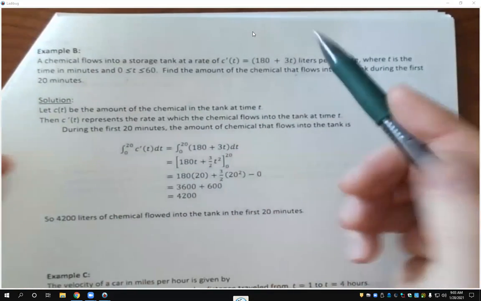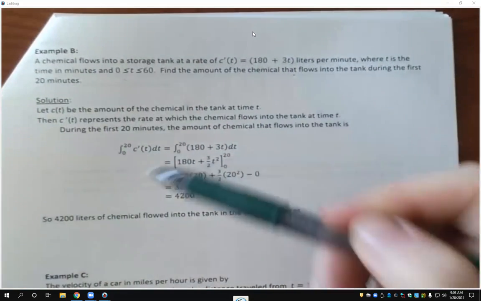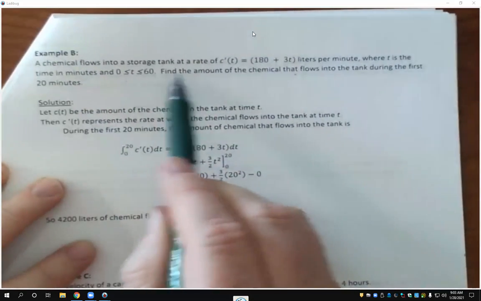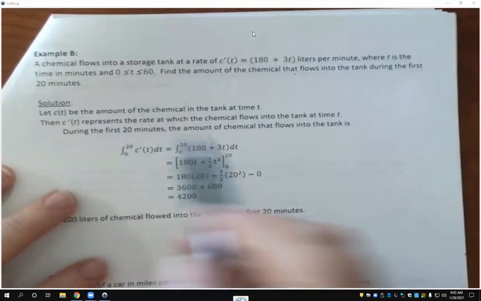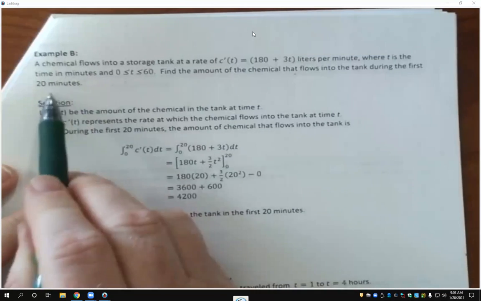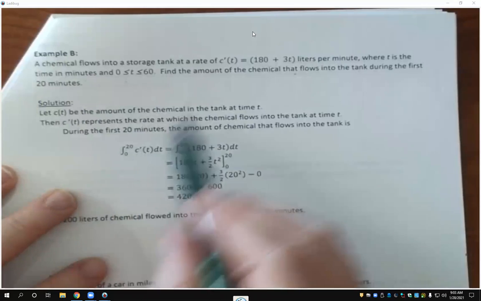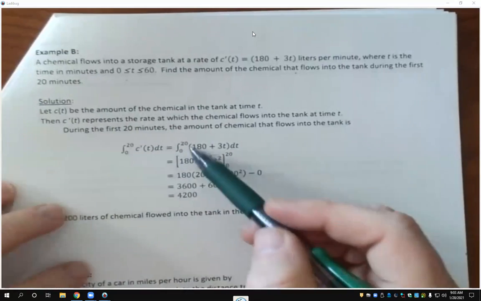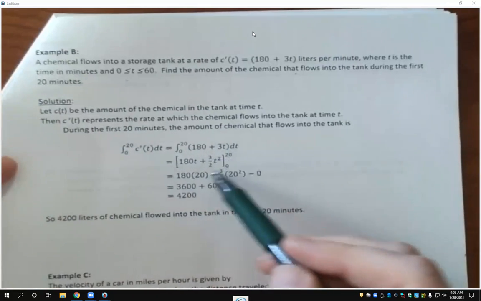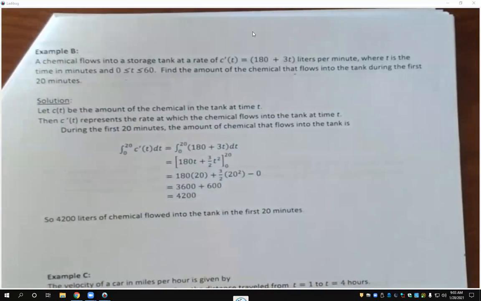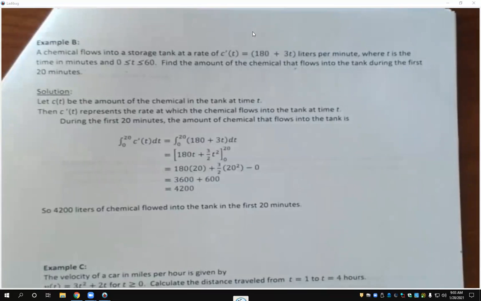And that's what it said on the last page to get a total amount. Okay. When we integrate a rate, we get a total amount. The question is find the total amount of the chemical. Okay. So we're integrating during the first 20 minutes. So it's from 0 to 20 of our function C prime of t dt. And you could read through the rest of the actual antiderivative and then evaluating, and you get 4,200 liters of chemical flowed into the tank in the first 20 minutes.